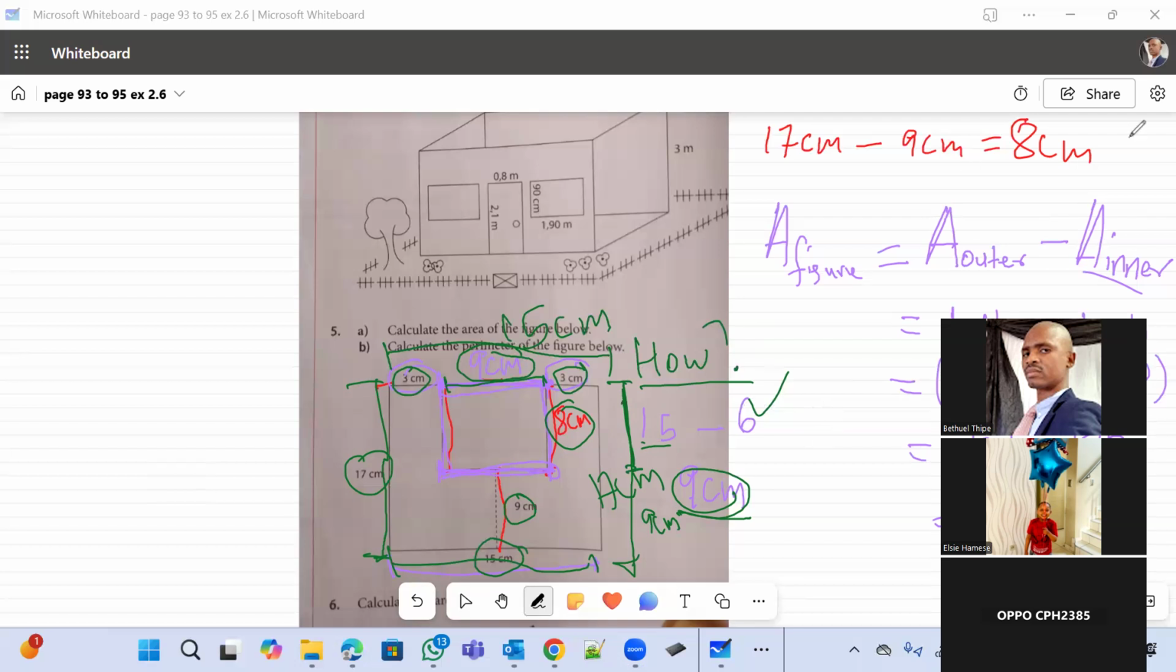Then to find the area, we will multiply the values that we got. We will multiply length times breadth: 17 centimeters multiplied by 15. Then we minus 9 times 8 that we got from inside. There's an issue. I can explain, sir. The formula, this one.